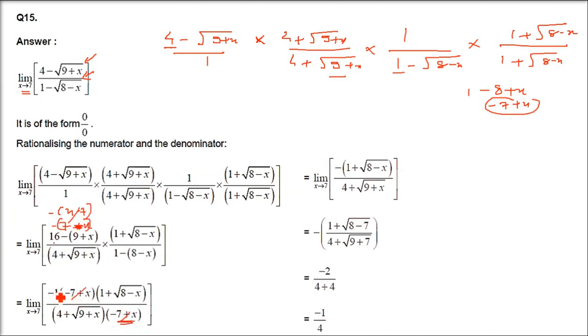Okay, minus 1. Then we have 1 plus under root 8 minus x by 4 plus under root 9 plus x. So now negativity is already there. Now we have no problem. Now you can apply this x tends to 7. So negative will always be there. So the final result, if you see, will be minus 1 by 4 if you apply x as 7. Okay, minus 1 by 4.